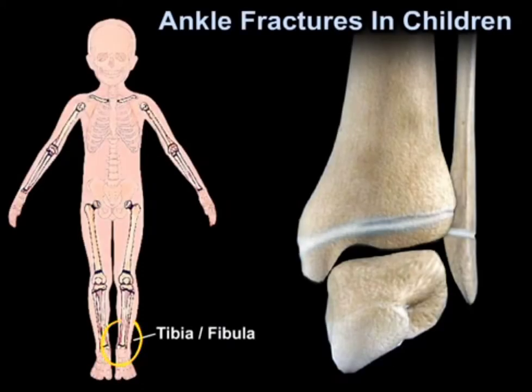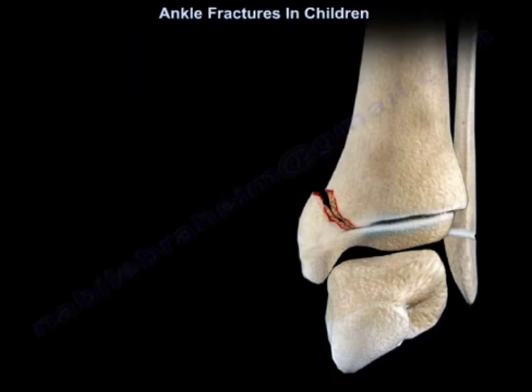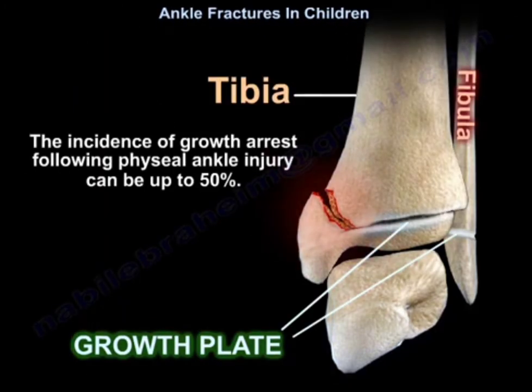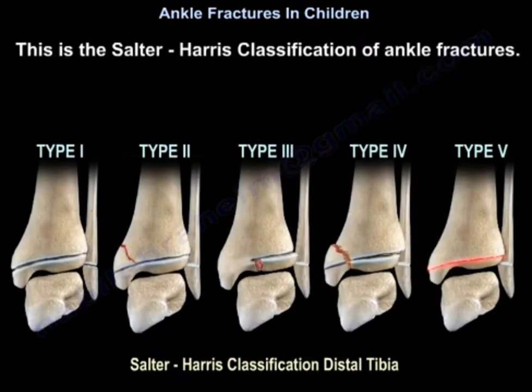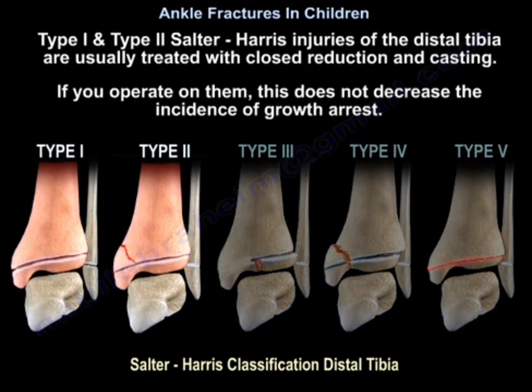Ankle fractures in children. The incidence of growth arrest following physeal ankle injury can be up to 50%. This is the Salter-Harris classification of ankle fractures. Type 1 and Type 2 Salter-Harris injuries of the distal tibia usually do well with closed reduction and casting. If you operate on them, that does not decrease the incidence of growth arrest.